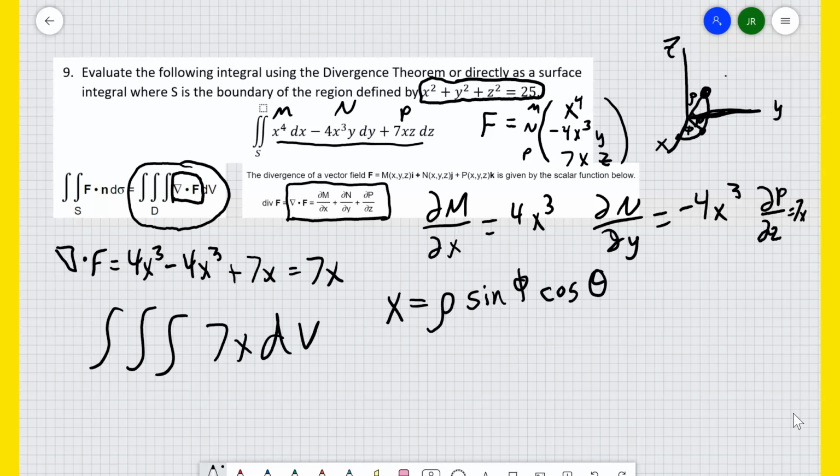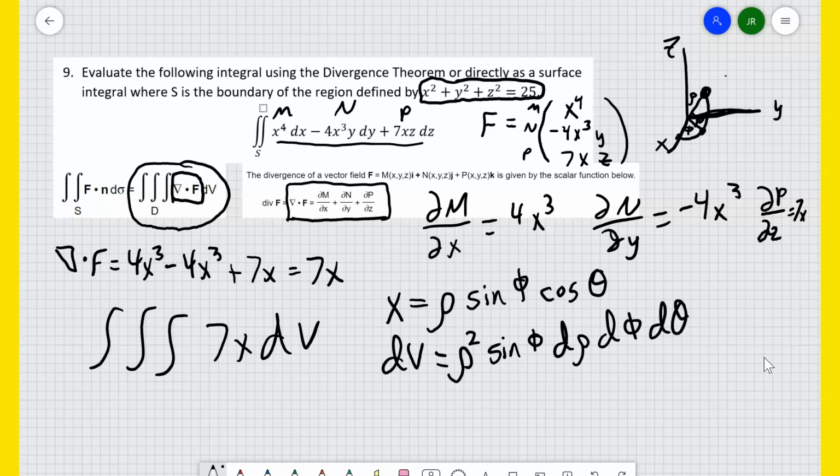Alright, dV also has a relationship. dV is equal to rho squared sine phi d rho d phi d theta. Now let me check myself and make sure I remembered that correctly.